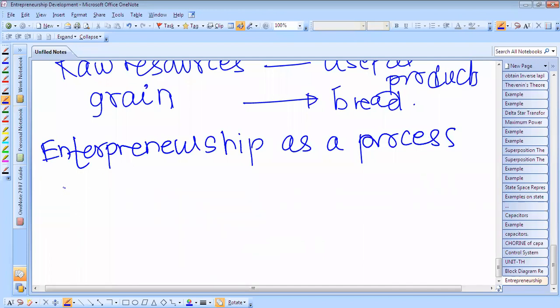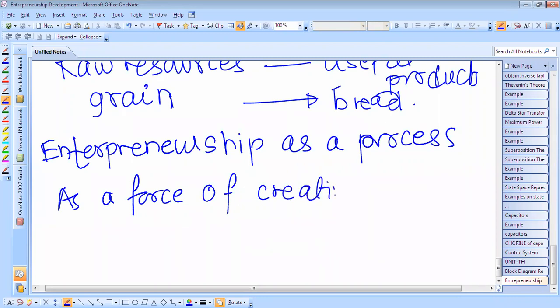So entrepreneurs as a force of creative destruction. Schumpeter described entrepreneurship as a force of creative destruction, whereby established ways of doing things are destroyed by creating new and better ways to get things done.